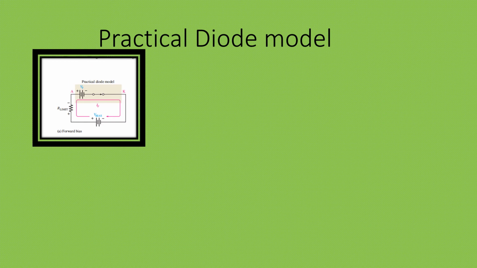Practical diode model. Okay, here this is an actual connection of the diode, and we can see that a forward bias voltage is accompanied with the closing of a switch. So this whole thing is your diode, anode and cathode. This complete thing is your diode. Right?